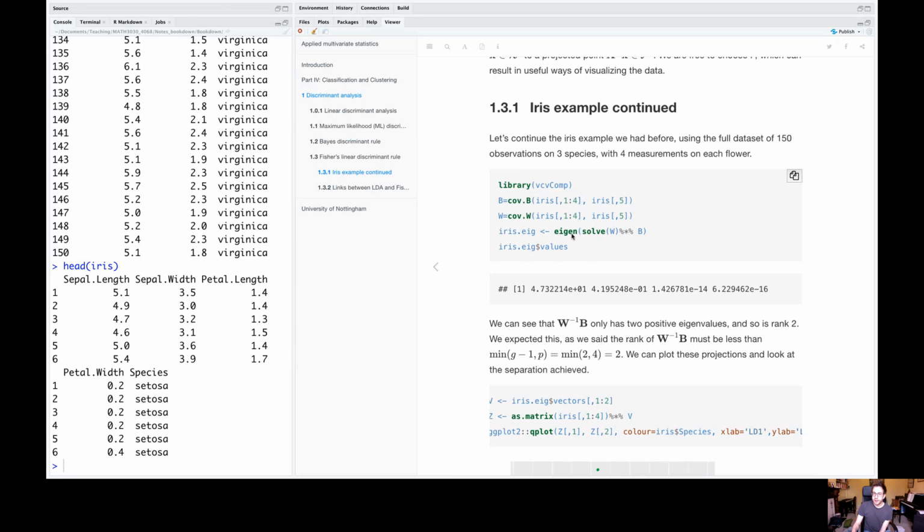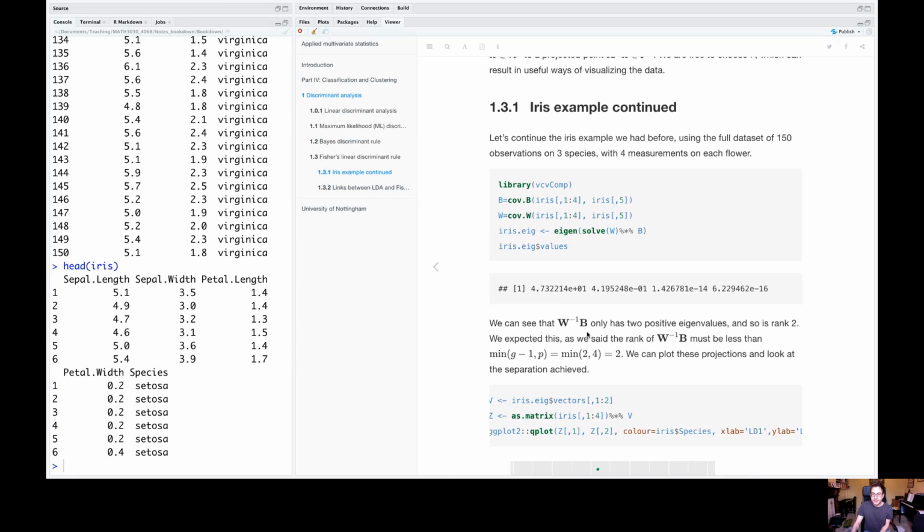So if we do eigen to find the eigenvalues and the eigenvectors, when we look at the eigenvalues, we can see that we've got two non-zero eigenvalues and two zeros, essentially. There's numerical error, as always, they're not quite zero, but they're essentially zero. And we expect that, right? We said that the rank of W inverse B can be no bigger than the number of groups minus 1. Now, there's three groups here, three species. Minus 1 gives 2. So we expect the matrix to be at most rank 2. And that's what we see. We've got two positive eigenvalues, and the matrix is rank 2.